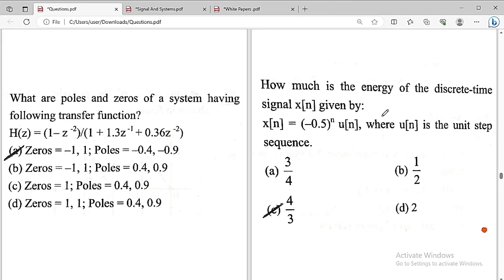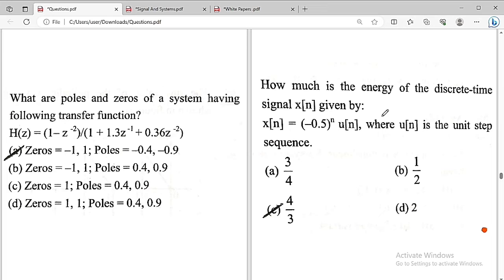So they are given a discrete time signal x of n, and they are asking what is the amount of energy present in this discrete time signal that we need to figure out. The signal is x of n equal to (minus 0.5) to the power of n times u of n, where u of n is the unit step sequence.